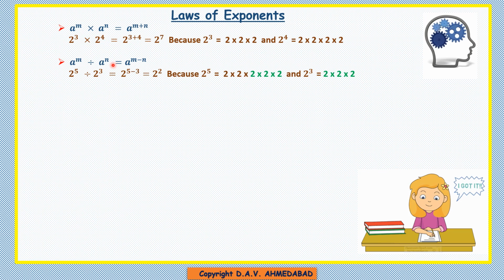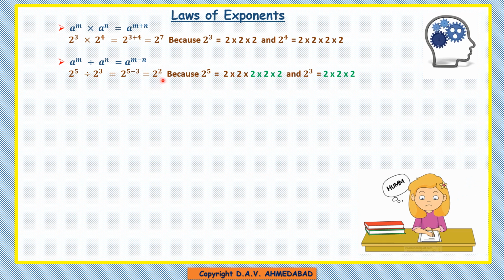Next law is a^m divided by a^n equals a^(m-n). Means if bases are same and numbers are in division, we always subtract the powers.